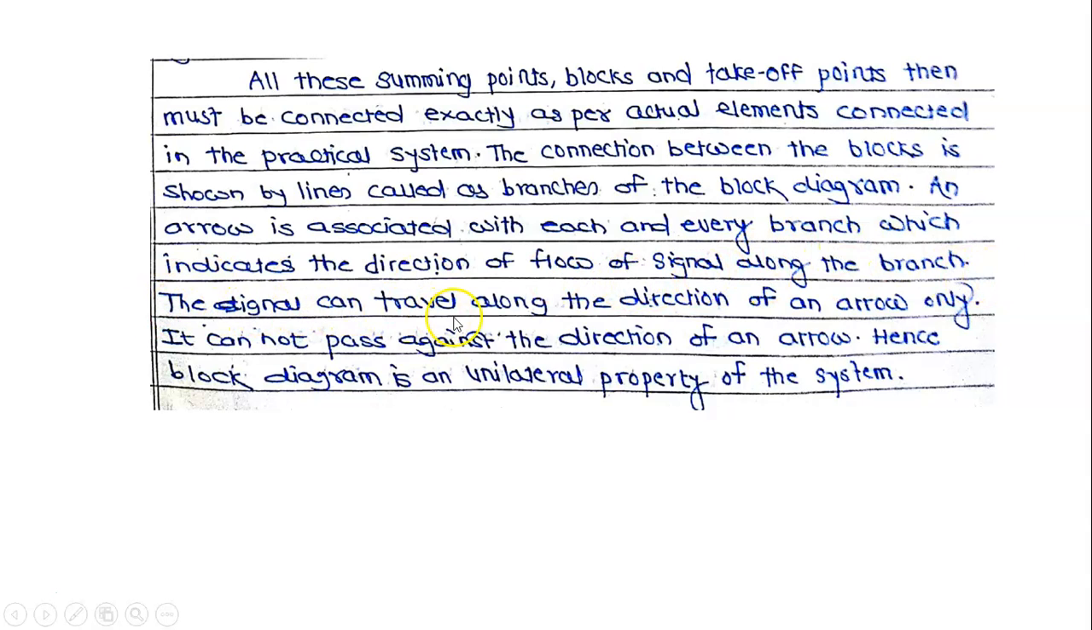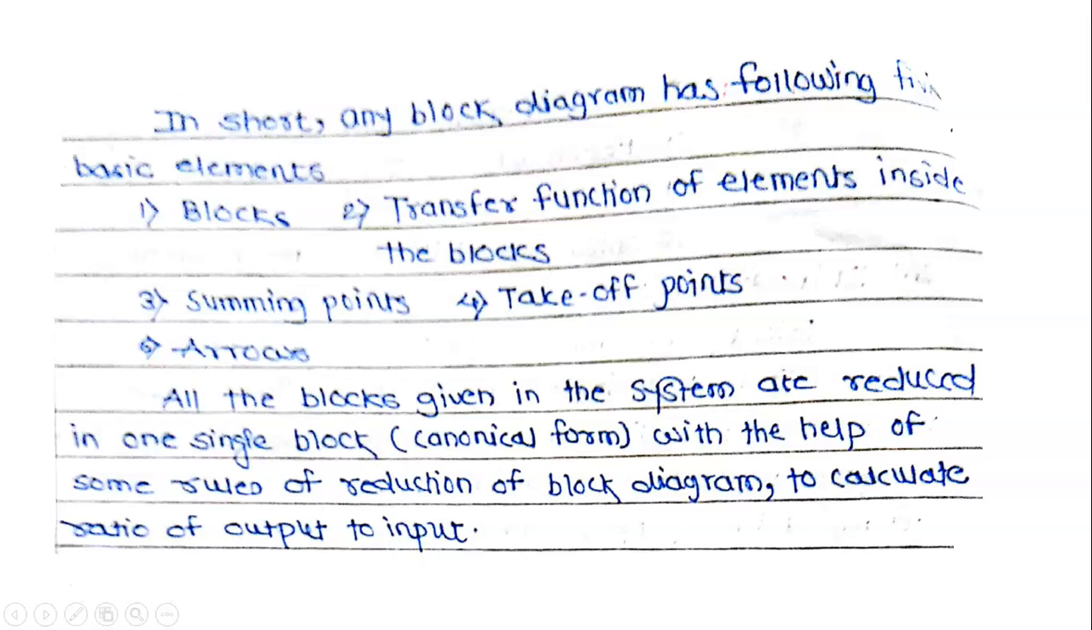The signal can travel along the direction of an arrow only. It cannot pass against the direction of an arrow. Hence, a block diagram is a unilateral property of the system. In short, any block diagram has the following basic elements. First is blocks, second is the transfer function of elements inside the blocks, third is the summing point, fourth is the takeoff point, and fifth is arrows.